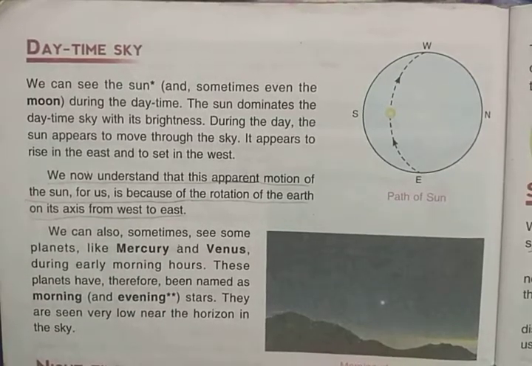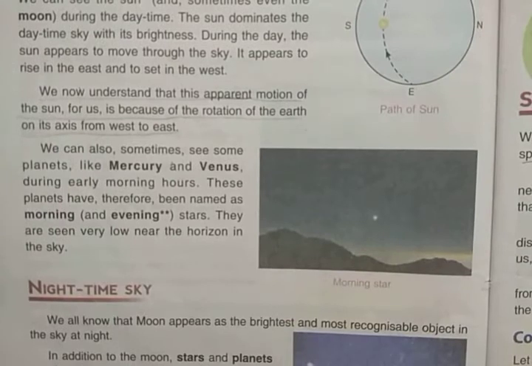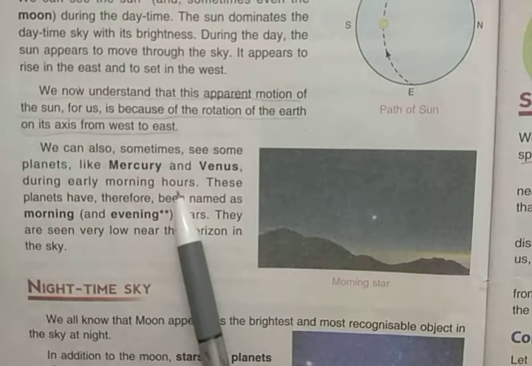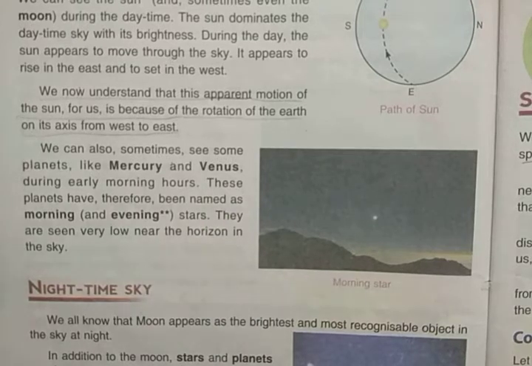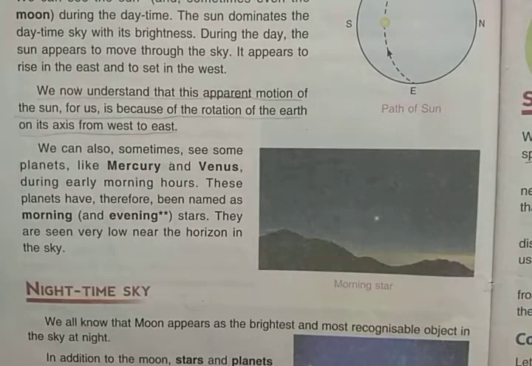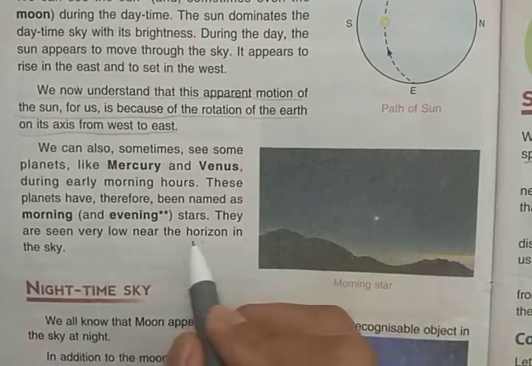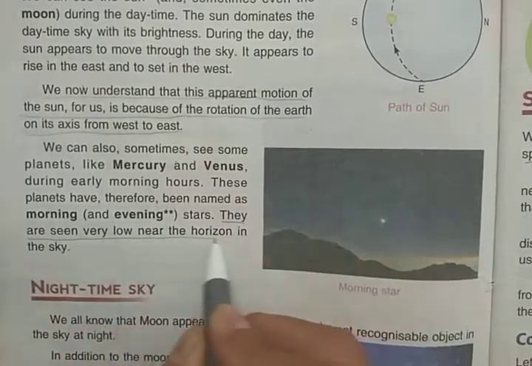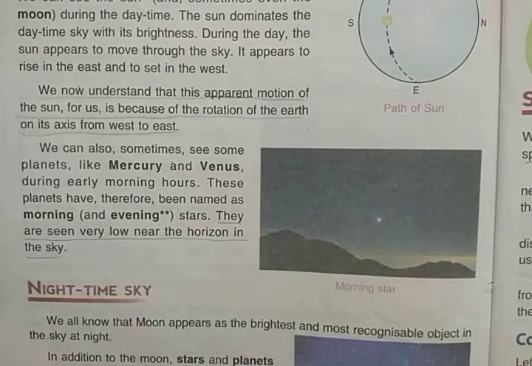And we can also sometimes see some planets like Mercury and Venus during early morning hours. These planets have therefore been named as morning and evening stars. And they are seen very low near the horizon in the sky. So where are they seen? Very low near the horizon in the sky.